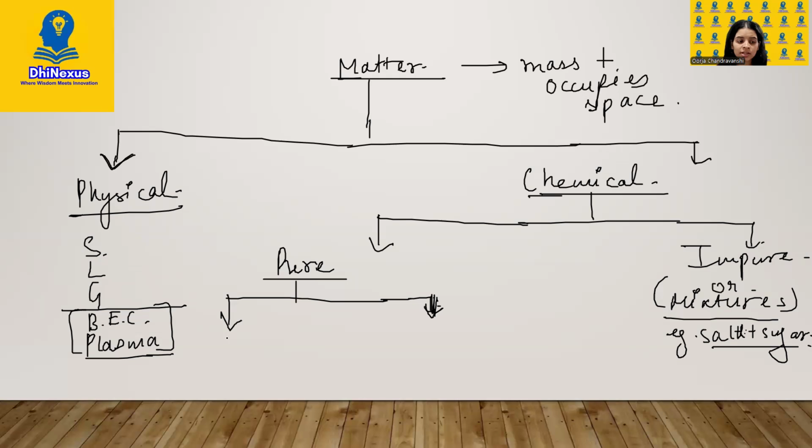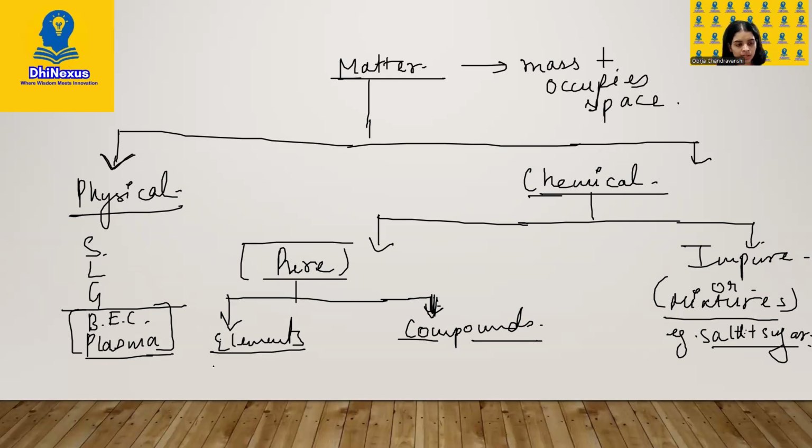So pure substances also have two types: elements and compounds. In pure substances, the atoms are bound in a fixed ratio. If only one type of atom is there, then it will be an element. And if there are at least two types of atoms, then it is a compound.